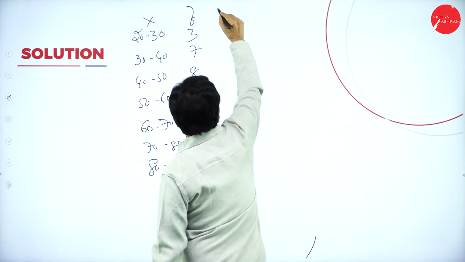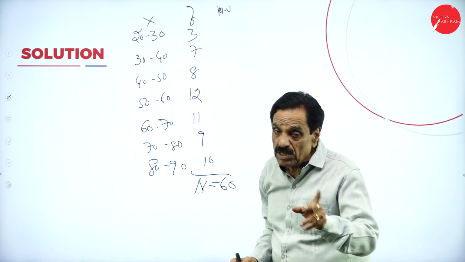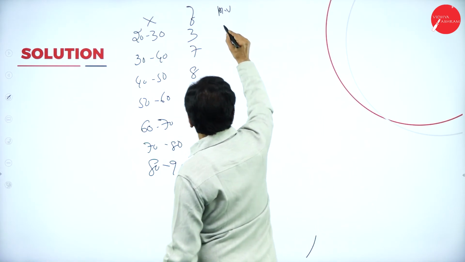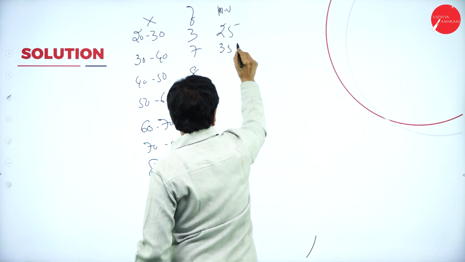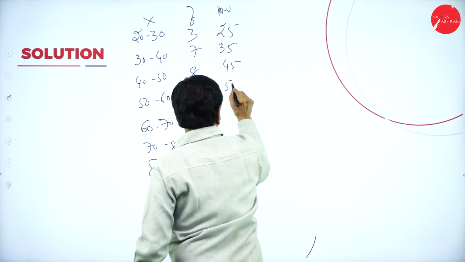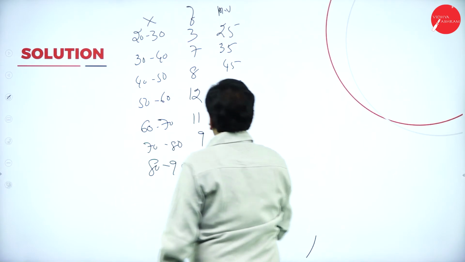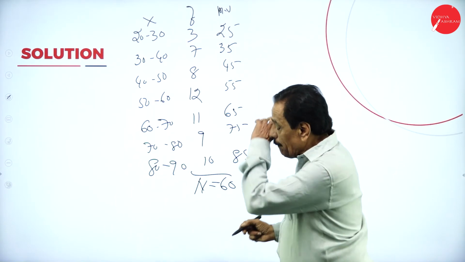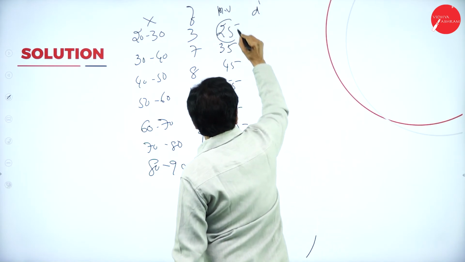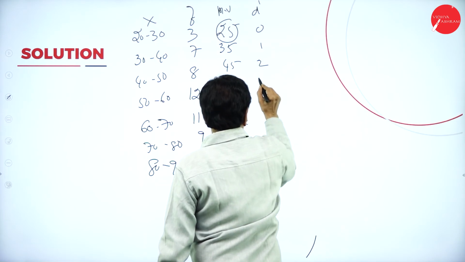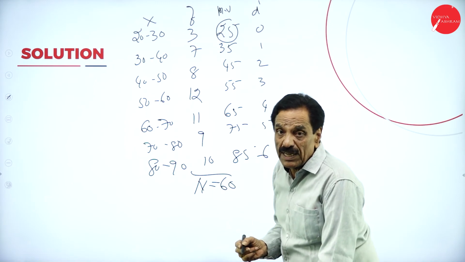Then what is the next step? Mid value. 20 plus 30 is 50, divided by 2 is 25. Then 35, 45, 55, 65, 75, 85. So there is a difference of 10, 10. Then what is the next step? D dash. Assume the first number as 0, then 1, 2, 3, 4, 5, 6.